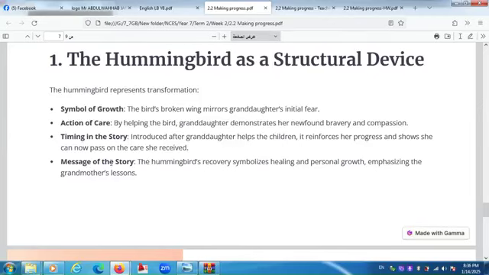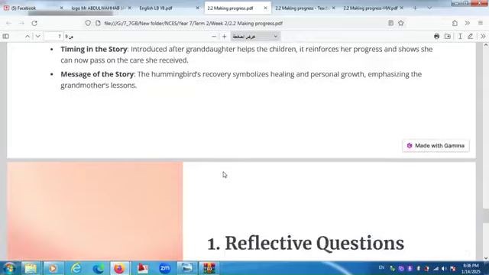And it is the theme of the story, it's the message of the story, because the hummingbird's recovery symbolizes healing and personal growth. And that applies to the character of the granddaughter as well because it emphasizes the grandmother's lesson. She heals the granddaughter like the granddaughter heals the hummingbird. God is the healer, of course, but we are symbolizing or talking about the story.